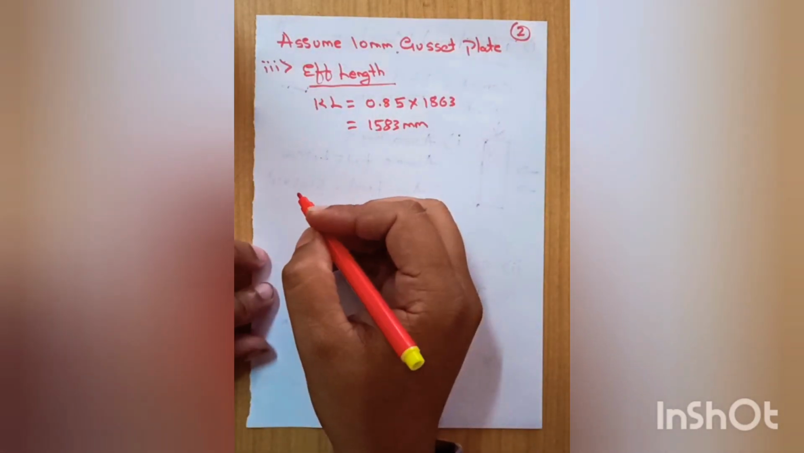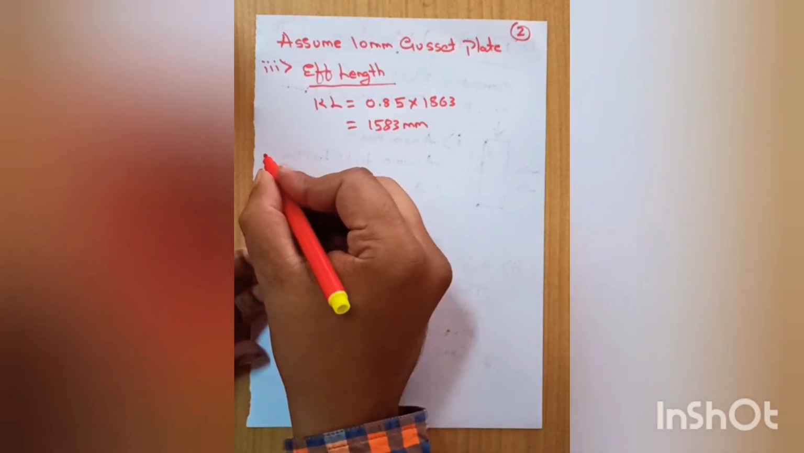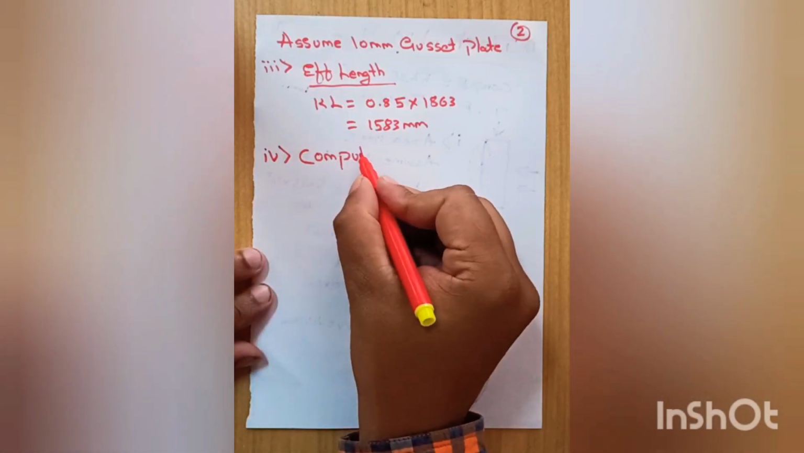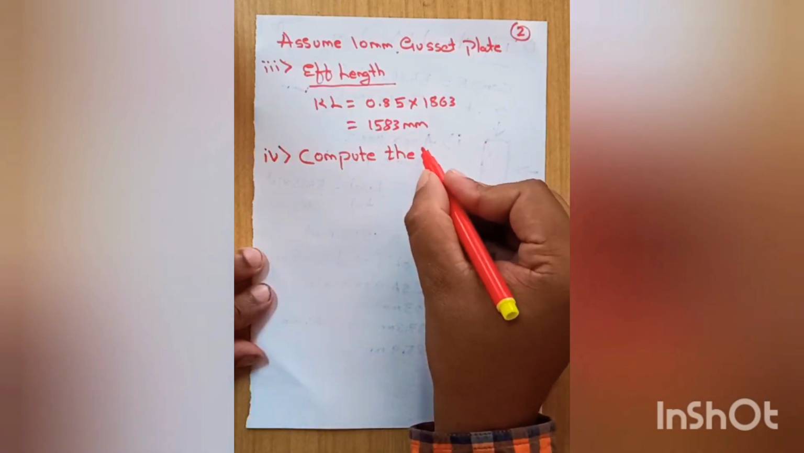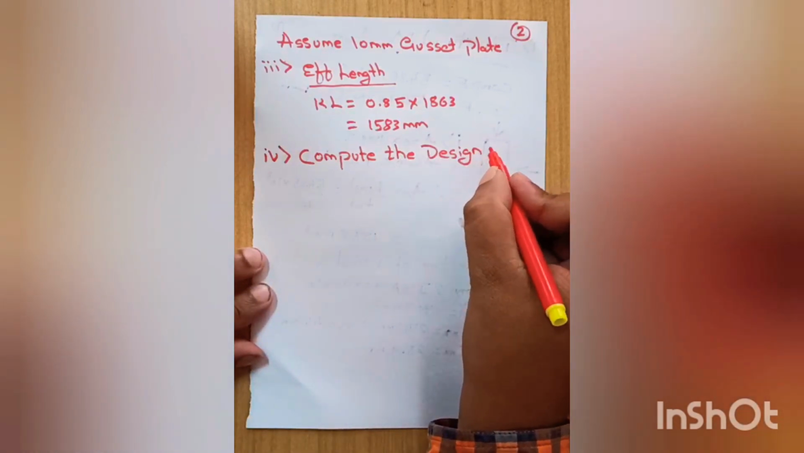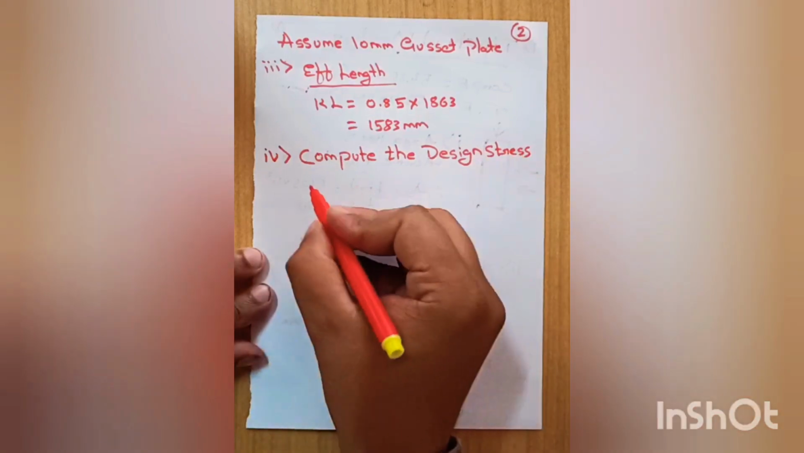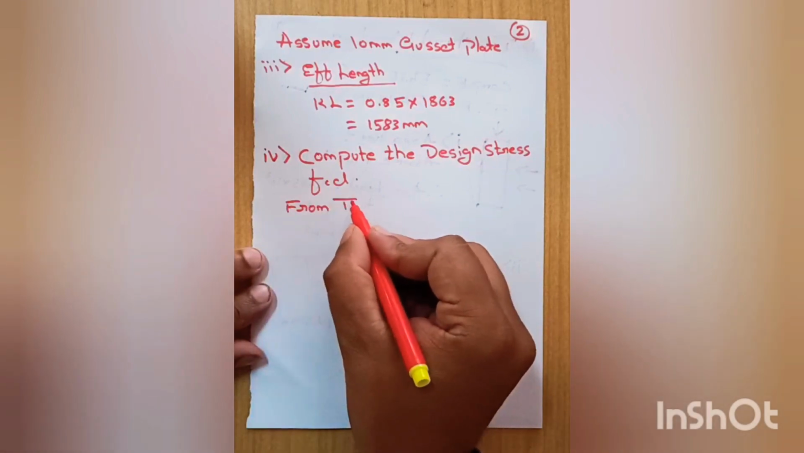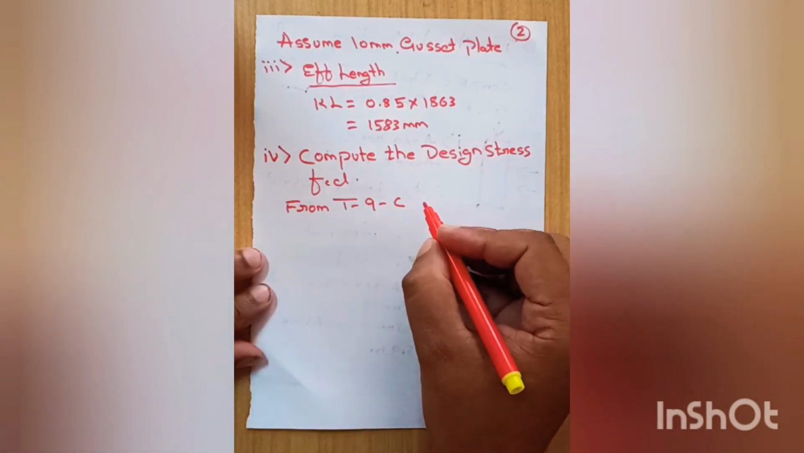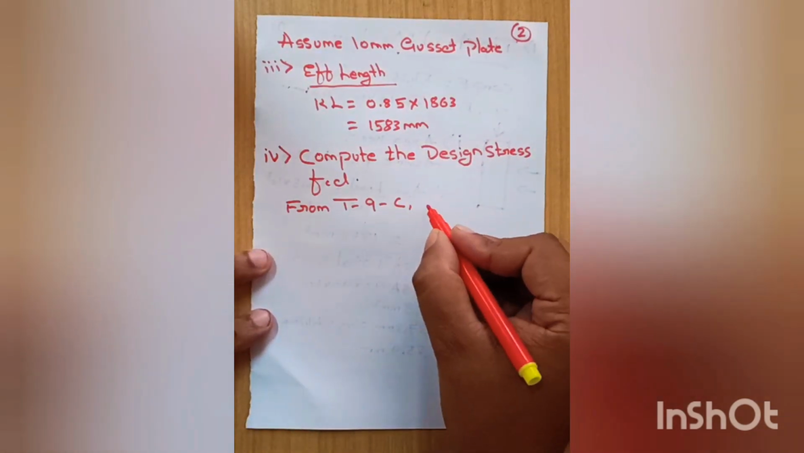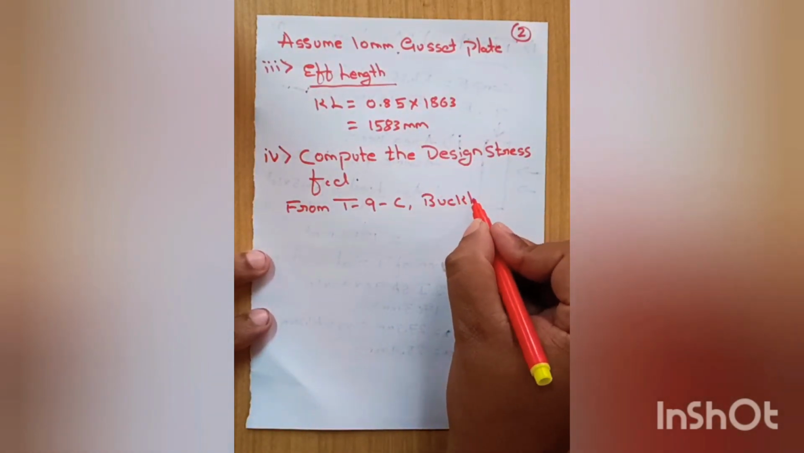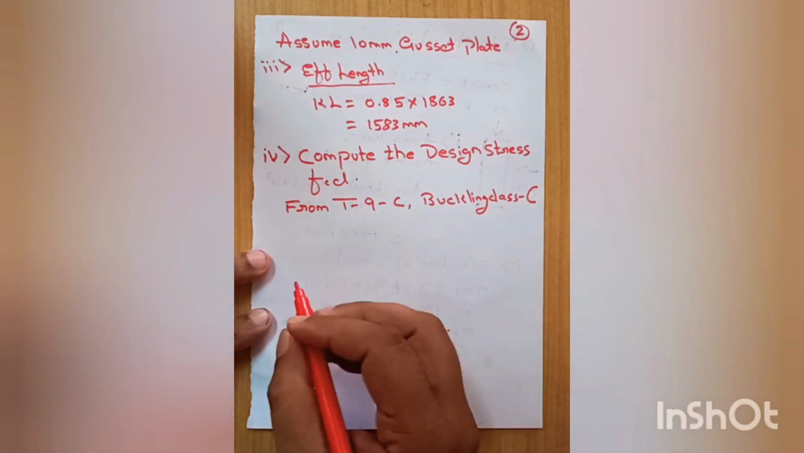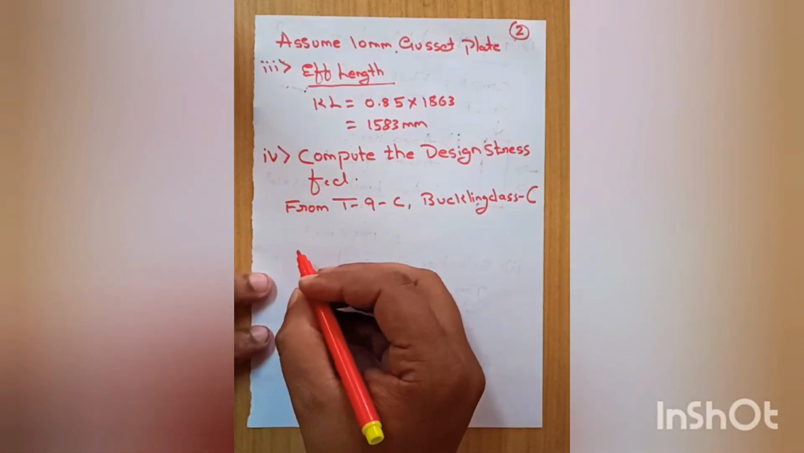Okay, so after finding the effective length, the next step is to compute the design stress FCD. So from table number 9C, for buckling class C. For angles the buckling class is always C.